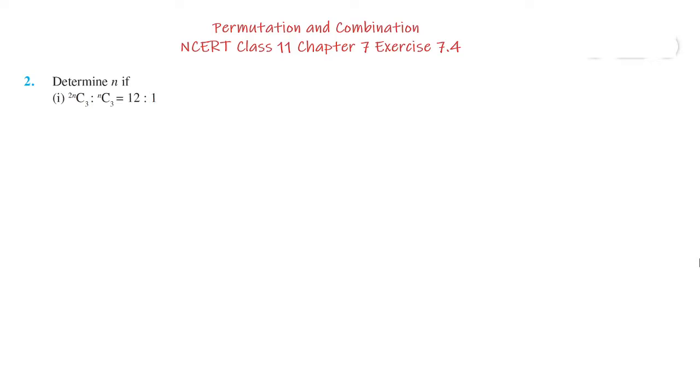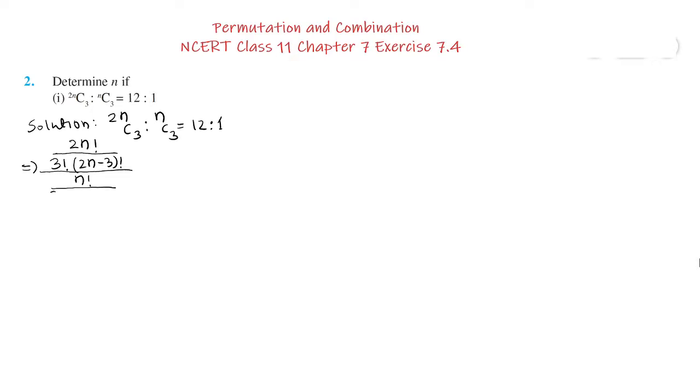So we are going to solve like this. 2nC3 ratio nC3 equal to 12:1. This is equal to 2nC3 can be written as 2n factorial upon 3 factorial into 2n minus 3 factorial, upon n factorial upon 3 factorial into n minus 3 factorial, equal to 12/1.